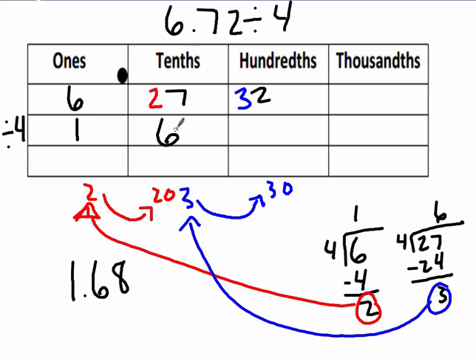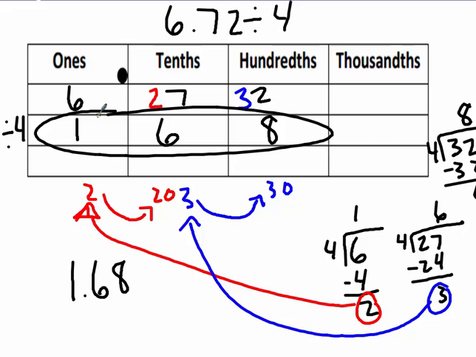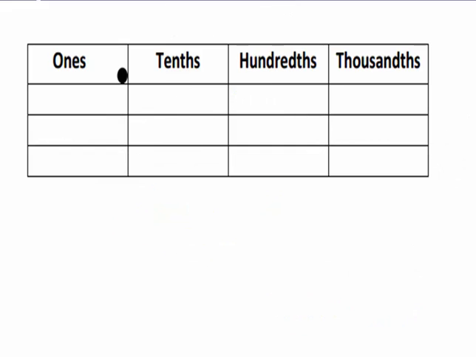How many times does 4 go into 32? Well, I have 32 divided by 4. And I know my multiplication facts. I know that's going to be 8. And look, I get the exact same answer. 1 ones, 6 tenths, 8 hundredths. So we have these two methods that both work for us.